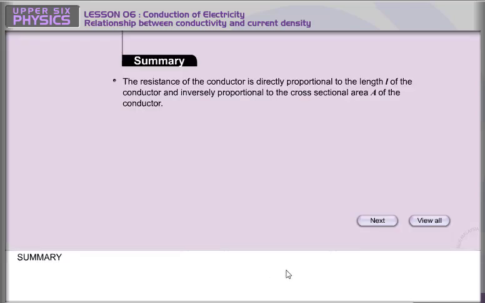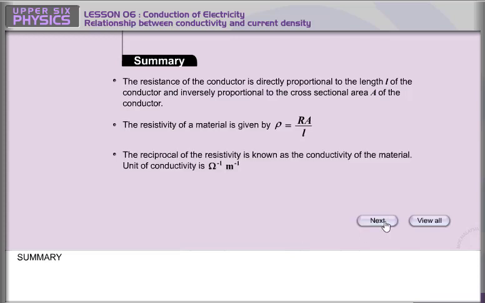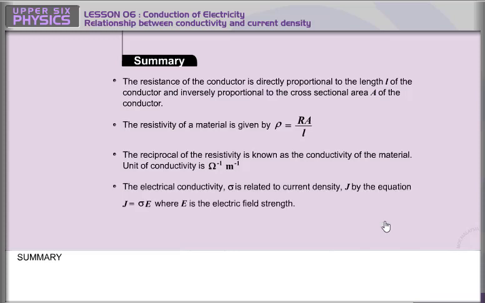Summary. The resistance of the conductor is directly proportional to the length L of the conductor and inversely proportional to the cross-sectional area A of the conductor. The resistivity of a material is given by ρ equals RA over L. The reciprocal of the resistivity is known as the conductivity of the material. The electrical conductivity, sigma, is related to current density, J, by the equation J equals sigma E, where E is the electric field strength.